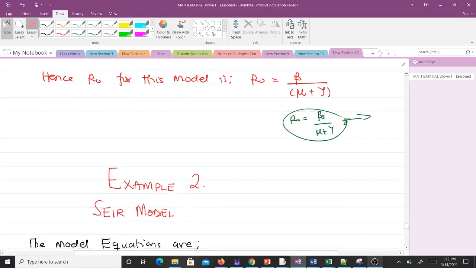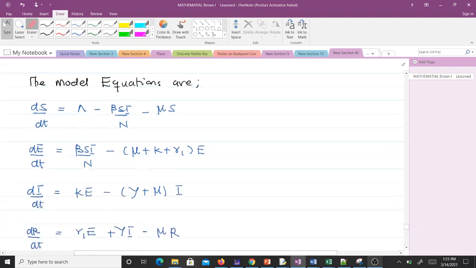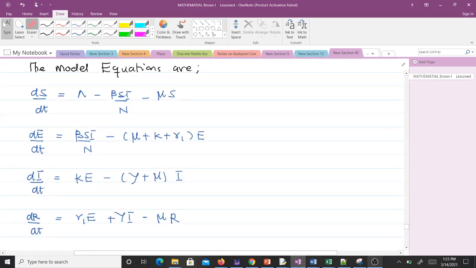Okay, so example 2. We talk about the SEIR model, but the equations here are different from the ones we discussed in lesson 9. The model equations are what you can see on your screen. You can see we have four of them.